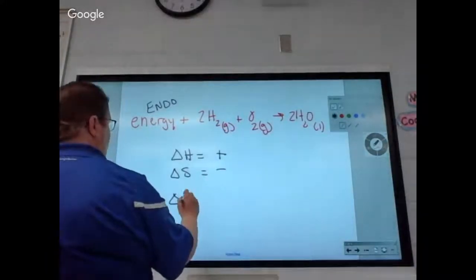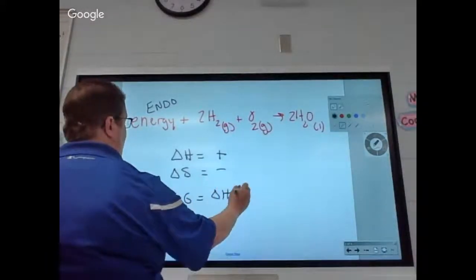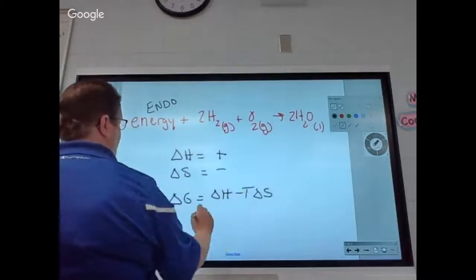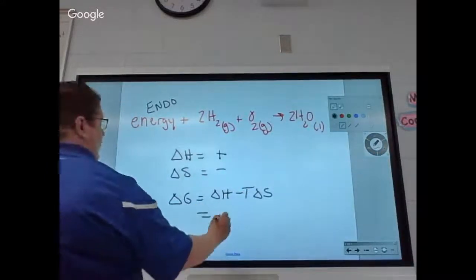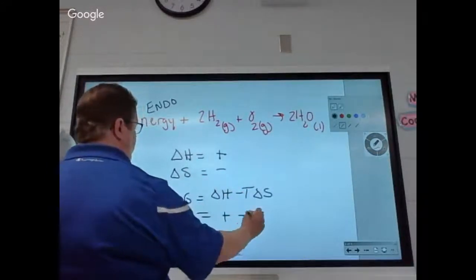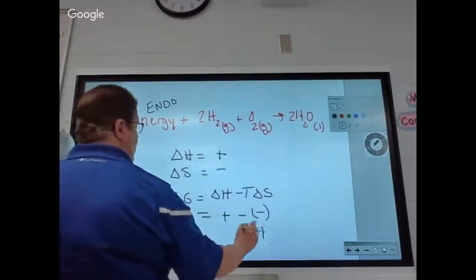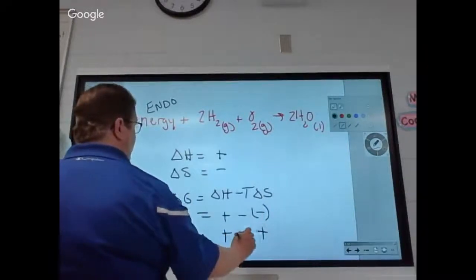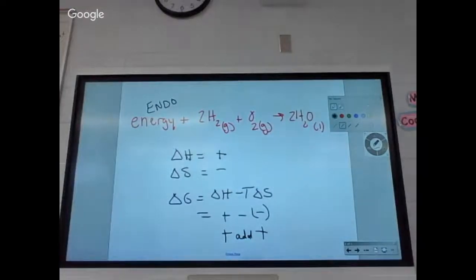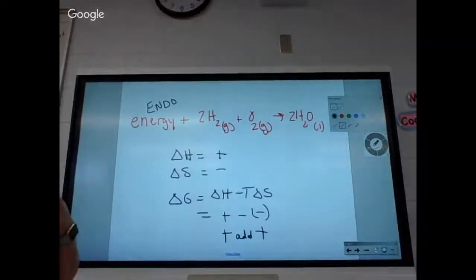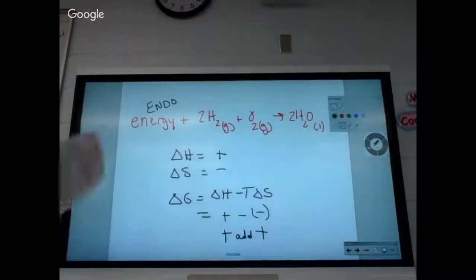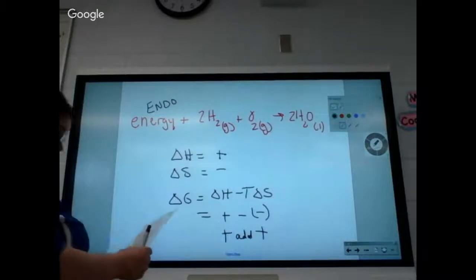So delta G is delta H minus T delta S. So delta H has what sign? Minus a negative. What happens when we multiply these negatives? So we have 2 positives that we add. So are we always spontaneous, never spontaneous, or sometimes spontaneous? We're never spontaneous because we're positive.